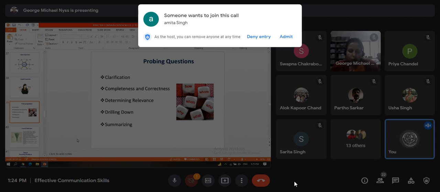First we'll discuss what probing questions are. Probing questions are designed to encourage deep thought about a specific topic. They are typically open-ended questions, meaning the answers are primarily subjective. Probing questions are intended to promote critical thinking as well as to get the person asked to explore their personal thoughts and feelings about a personal subject. In this there will be clarification, completeness and correctness, determining relevance, drilling down and summarizing.